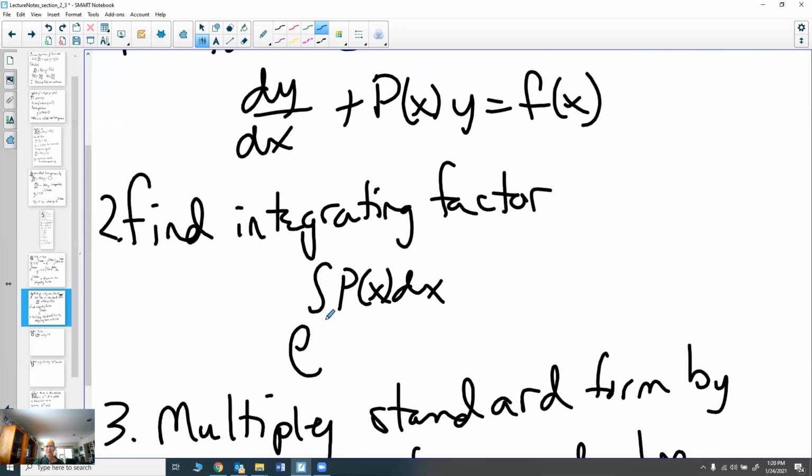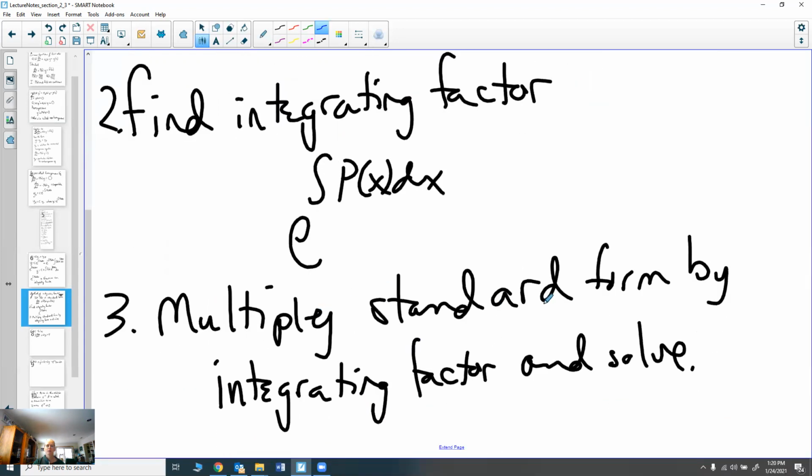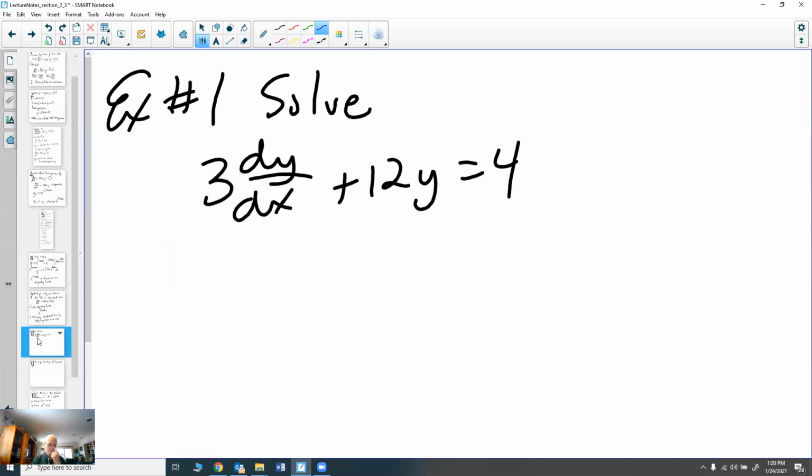Well, it's just e to the integral of p of x dx. So once you figure out what that p of x is, which is whatever is in front of the y, then you're going to multiply your standard form by that integrating factor and then solve what's left. To show how this works, let's go ahead and do an example.